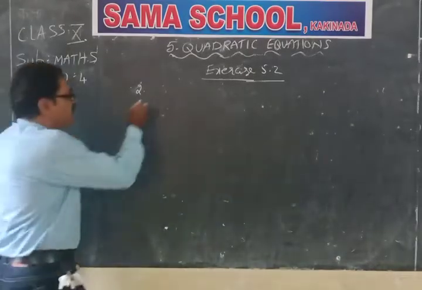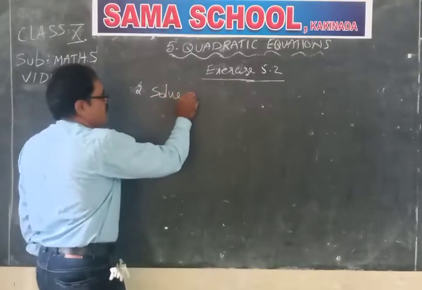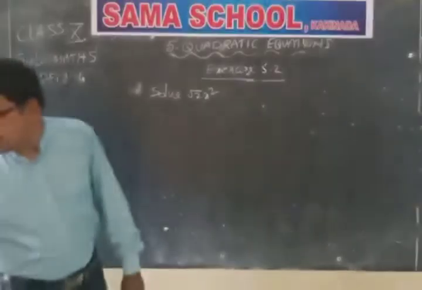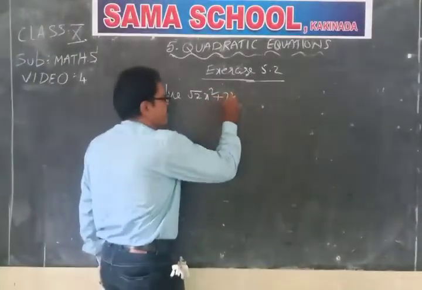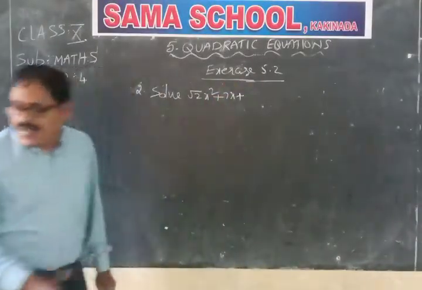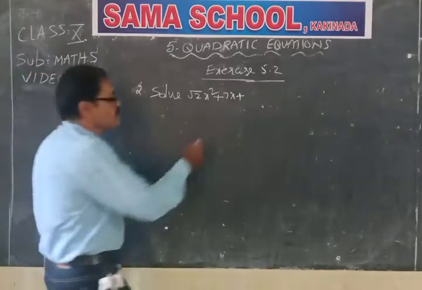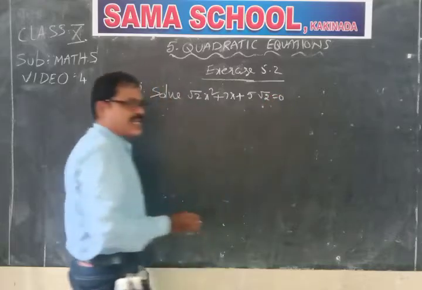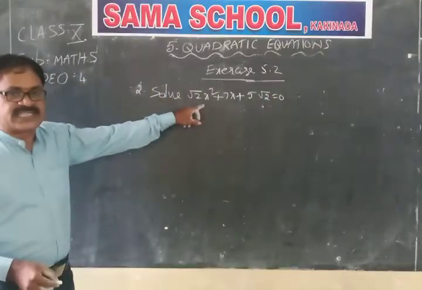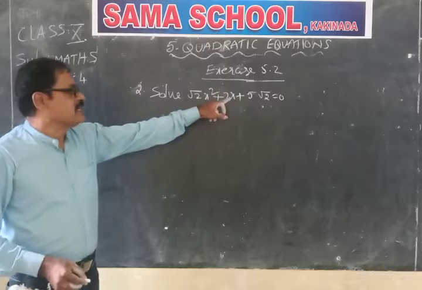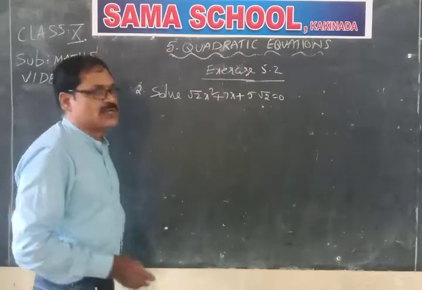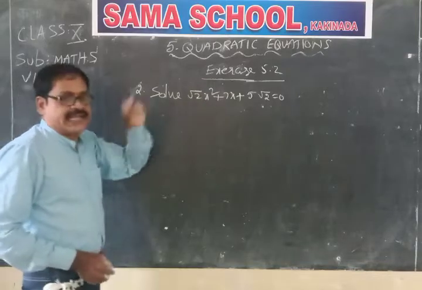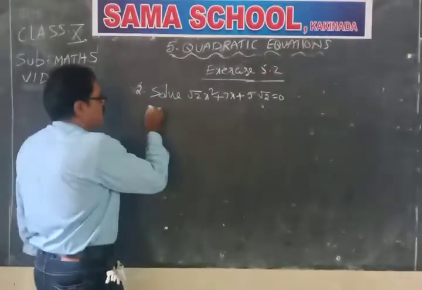Solve root 2x square plus 7x plus 5 root 2 is equal to 0. This is the given quadratic equation. We have to solve this equation by the factorization method. Okay. Solution.